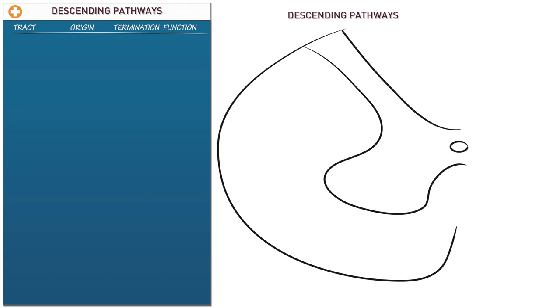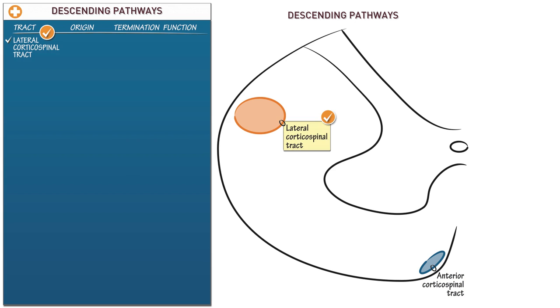Now draw the lateral corticospinal tract in the lateral funiculus and the anterior corticospinal tract in the anteromedial spinal cord. Indicate that the lateral corticospinal tract fibers originate in the motor cortices, most notably, terminate in contralateral spinal motor neurons, and innervate distal musculature for fine motor movements.